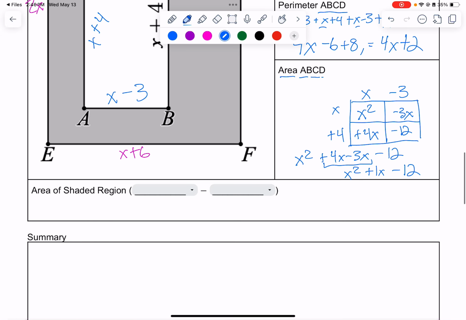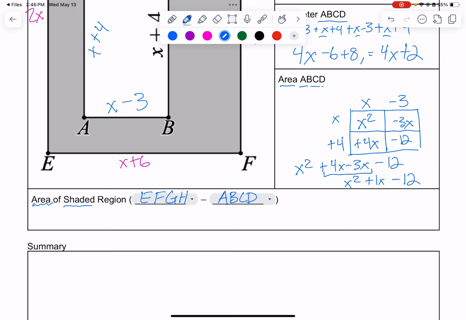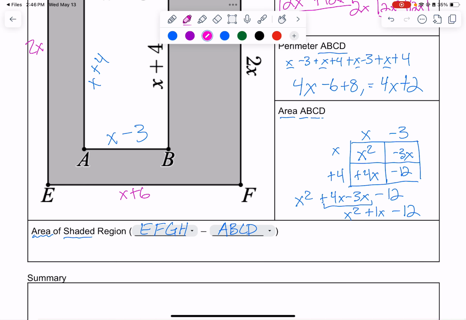Okay, now our final piece to this is, what's the area of the shaded region? So the shaded region would be the large rectangle, EFGH, minus the small rectangle, ABCD. And we're looking at the area of those. Well, the area of EFGH is 2x squared plus 12x. And the area of ABCD is x squared plus x minus 12.